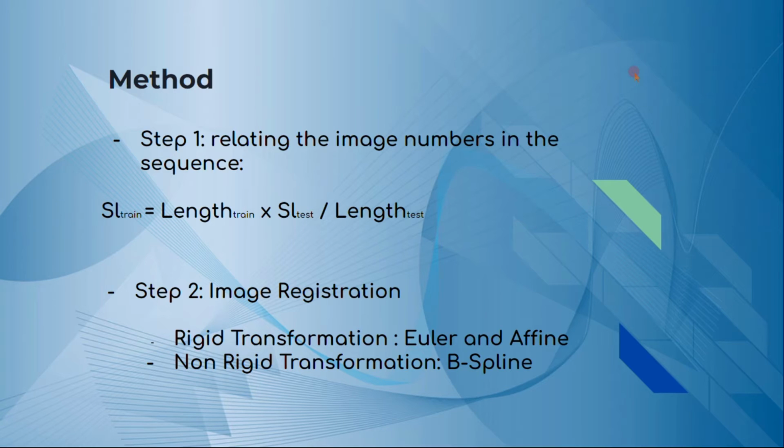Three levels of image registration have been done. The two initial registration levels are rigid and the last one is non-rigid. First, Euler and affine transformations are used to match the images globally and initially, of course. Then I used BSpline to do the local registration.